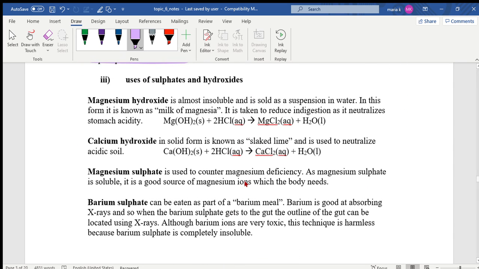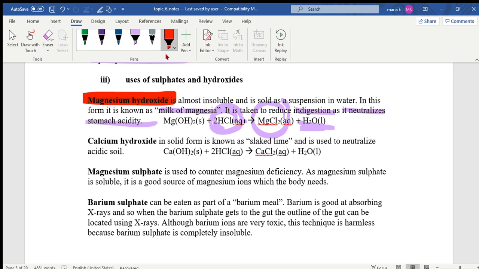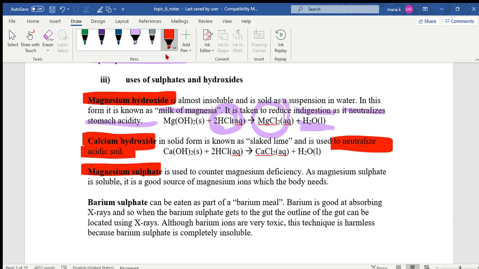Uses of sulfates and hydroxides. Magnesium hydroxide is used in milk of magnesia to treat indigestion, as it neutralizes the stomach acidity. So magnesium hydroxide neutralizes stomach acidity, the H+ ions, that acid in the stomach, forming a magnesium salt and water. Calcium hydroxide is used to neutralize acidic soil. Magnesium sulfate is used to counter magnesium deficiency.